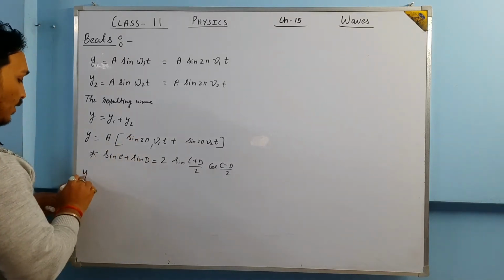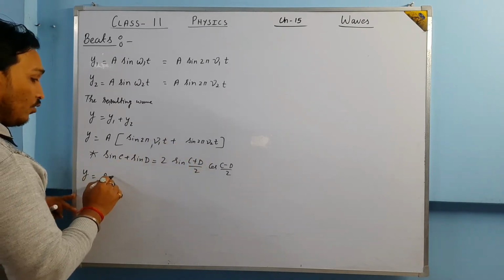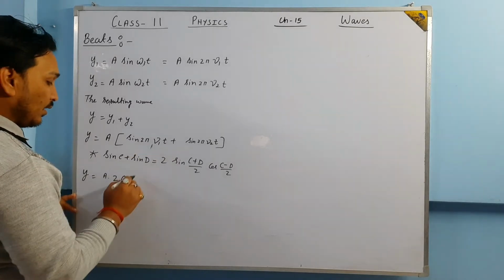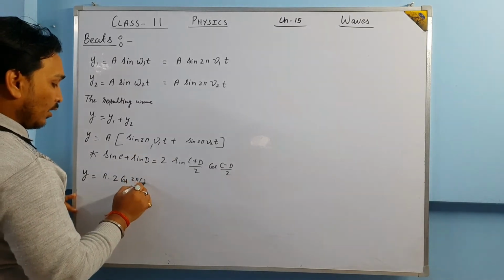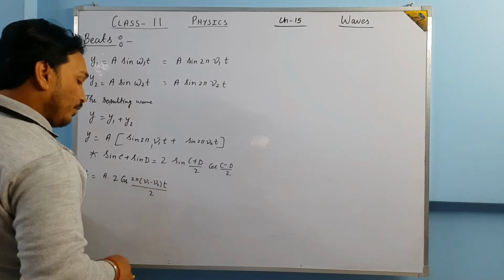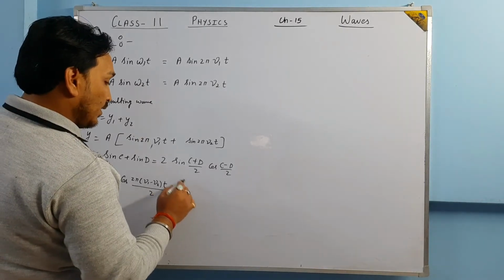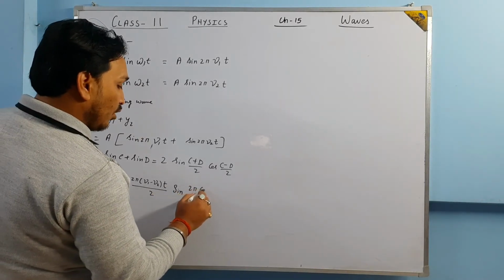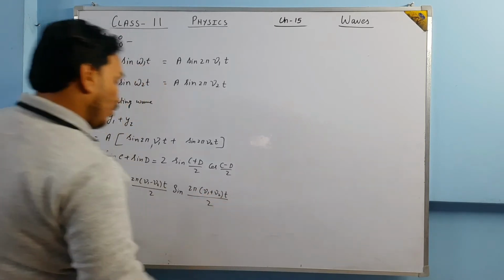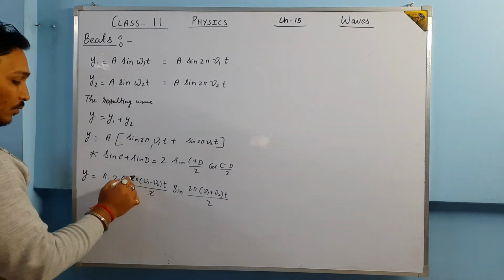I'm going to write cos first. So I'm going to have A into 2 cos of c minus d, that is 2 pi in bracket nu 1 minus nu 2 into t upon 2, times sine of c plus d, that is 2 pi if I take common, then nu 1 plus nu 2 upon 2 into t. Okay, now just see, this 2 and 2 will be cancelled out.